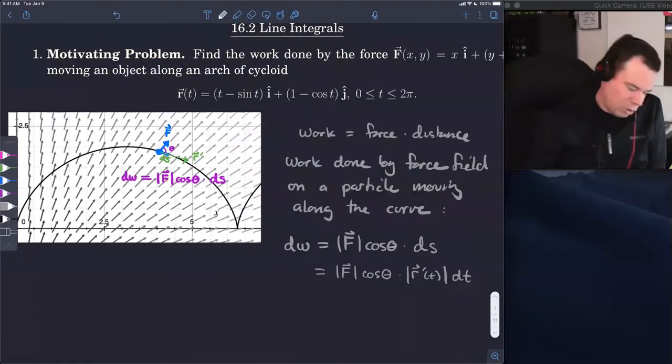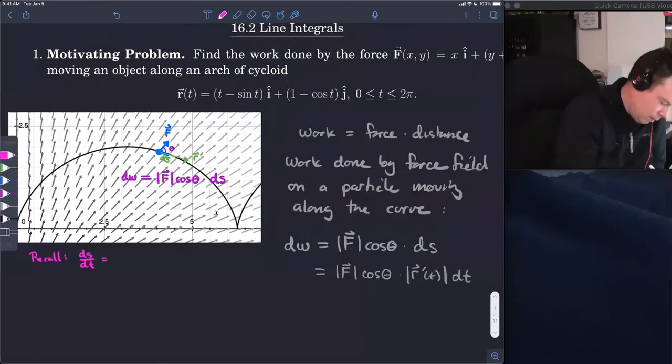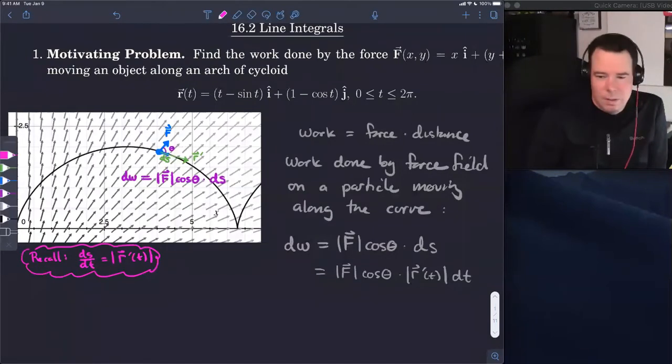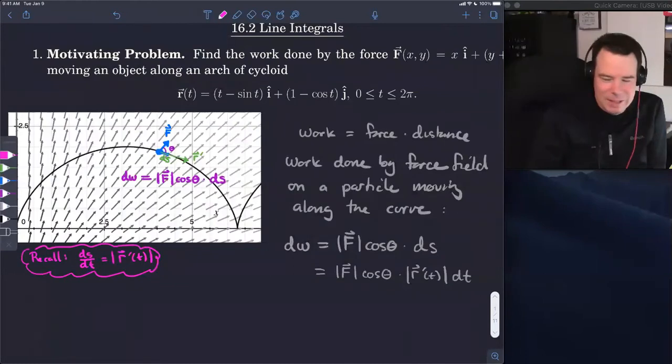In other words, we're just using the result here, recall, ds dt is equal to the magnitude of r prime of t. That's what I'm using: the derivative of the arc length with respect to t is the magnitude of r prime. In other words, this is really just saying that the speed is equal to the speed, because the speed is ds dt, and another way to write speed is the magnitude of the velocity vector, and the velocity vector is r prime.